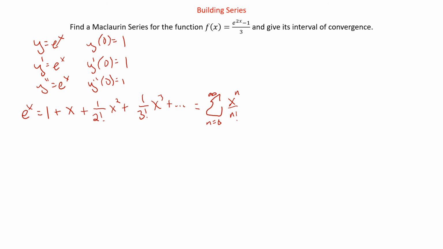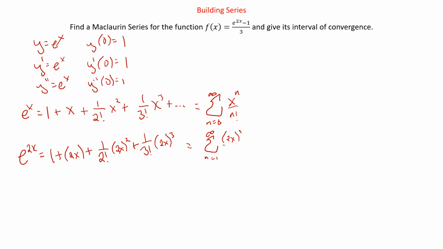All right, well, what if we want e to the 2x? We're just going to replace all the x's with 2x's. 1 plus 2x plus 1 over 2 factorial times 2x squared plus 1 over 3 factorial times 2x cubed. We can even include it here. So we have 2x to the n over n factorial, which could also be the sum from n equals 0 to infinity. We could go 2 to the n, x to the n over n factorial as well. So that's e to the 2x.